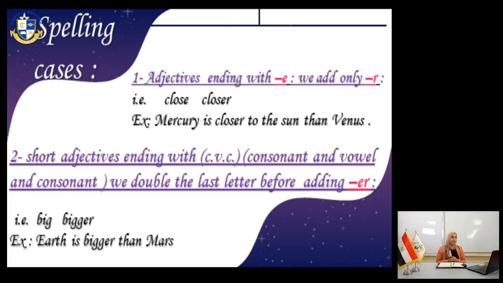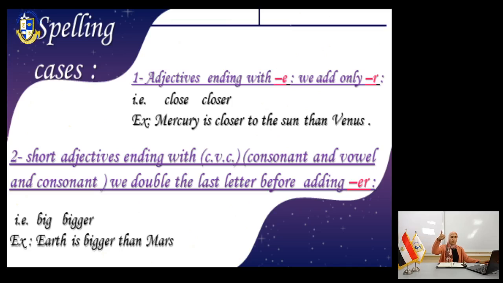Short adjectives ending with CVC. What's the meaning of CVC? C, consonant, V, vowel, C, consonant. We double the last letter before adding ER, like the adjective big. I have the G at the end, which is a consonant. I have a CVC word. What am I going to do? I will double the last consonant letter, double G, and then I will add ER. Earth is bigger than Mars. I'm comparing between Earth and Mars. So I will say Earth is bigger than Mars.